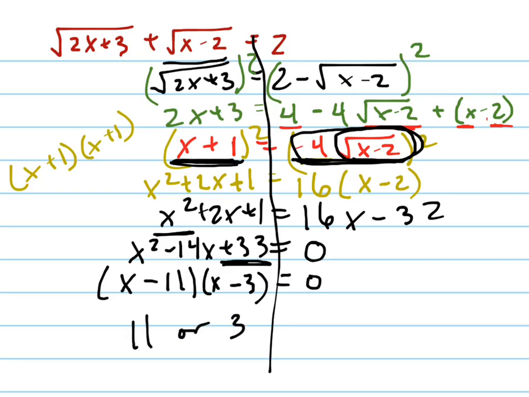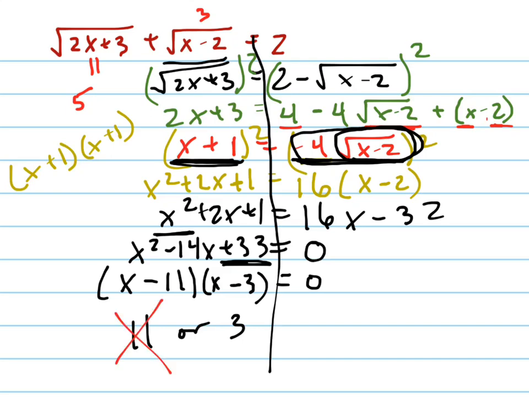Let's check them. Check 11. Plug 11 back in here. You get 22 plus 3 is 25. Square root of 25 is 5. Plug in 11 here. 11 minus 2 is 9. Square root of 9 is 3. 5 plus 3 does not equal 2, so 11 doesn't work.